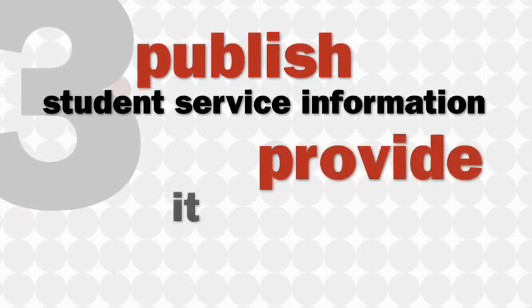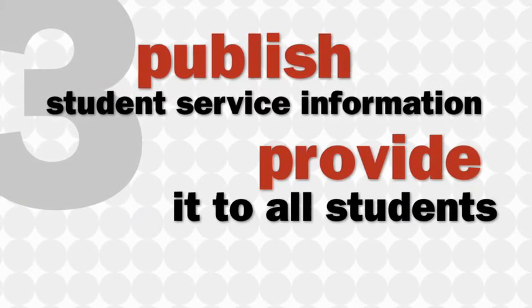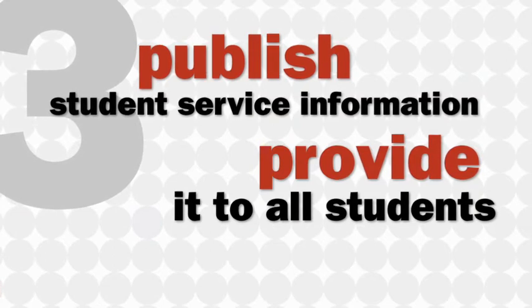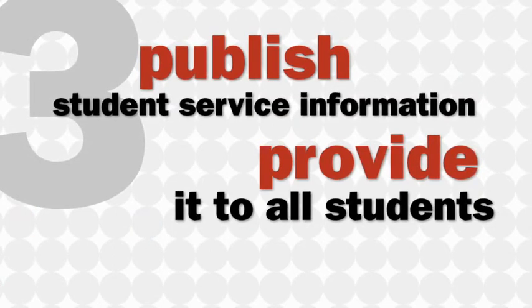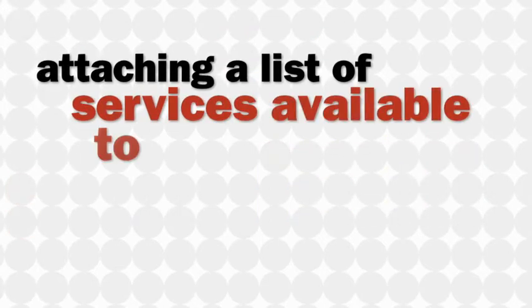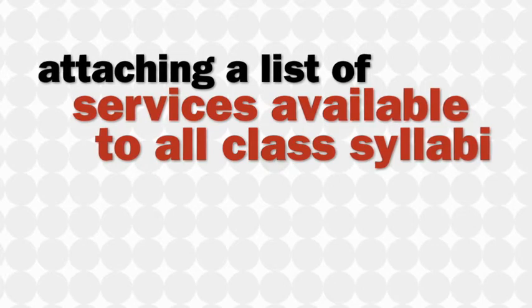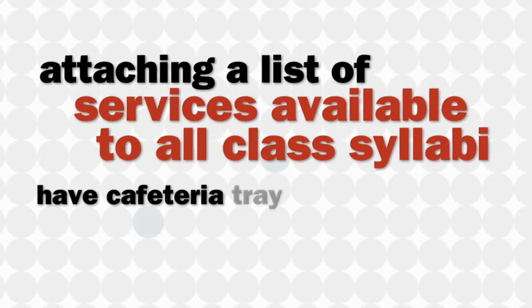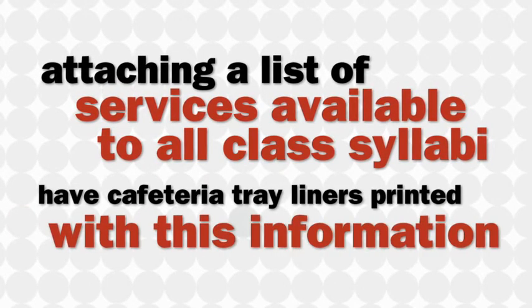Better yet, provide it to all students because some students may not have self-identified as economically disadvantaged, and you may not know that a student is struggling financially. One way you could do this is by attaching a list of services available to all class syllabi. Another suggestion would be to have cafeteria tray liners printed with this information.